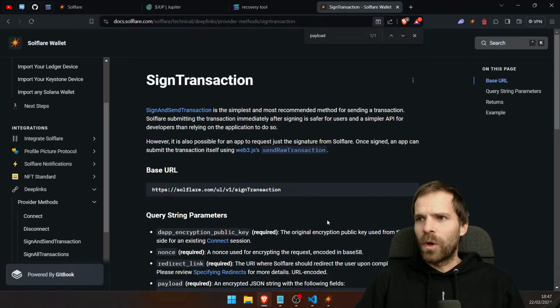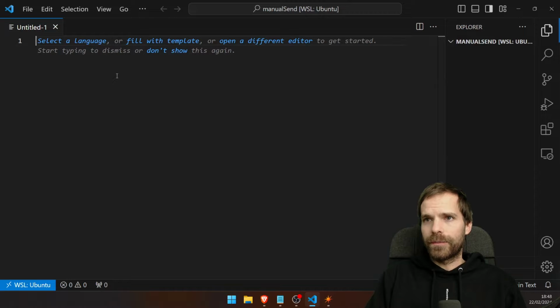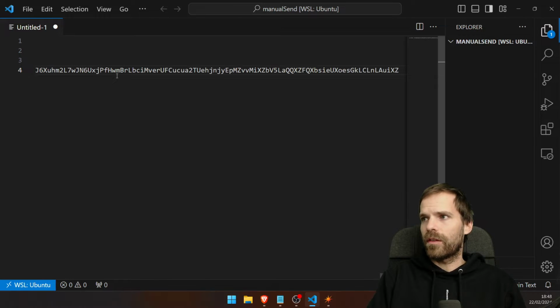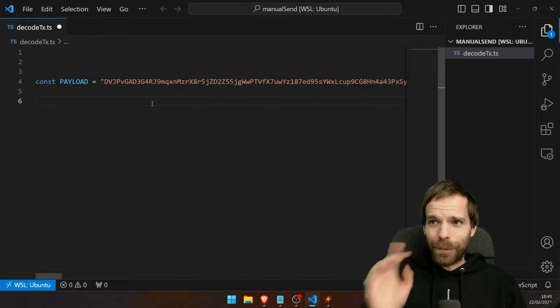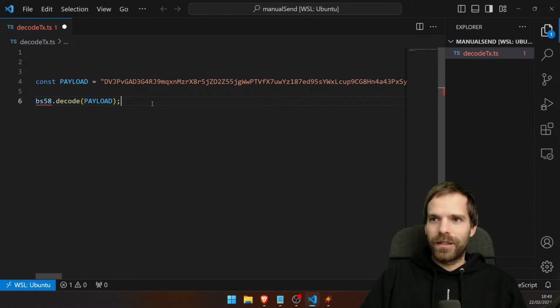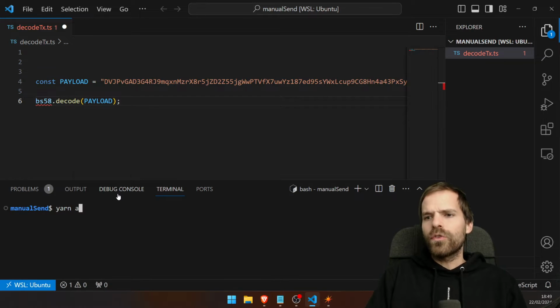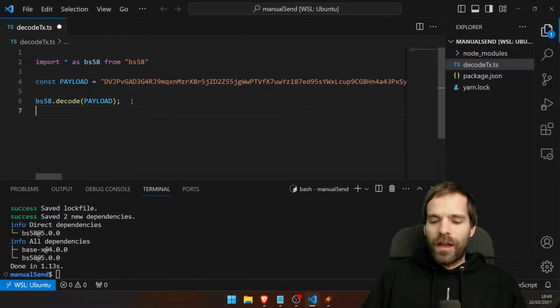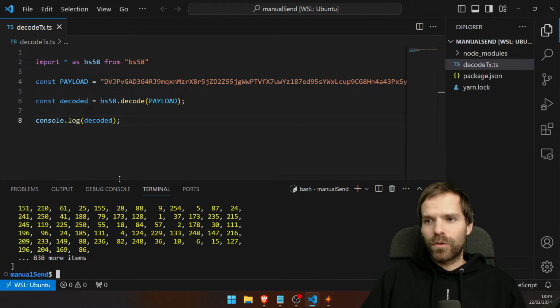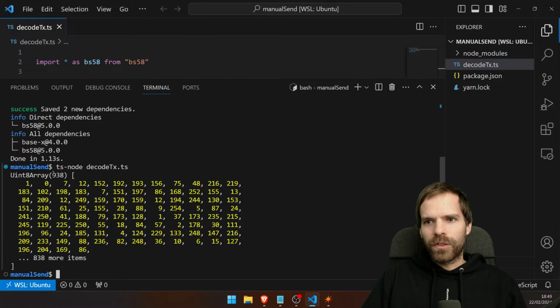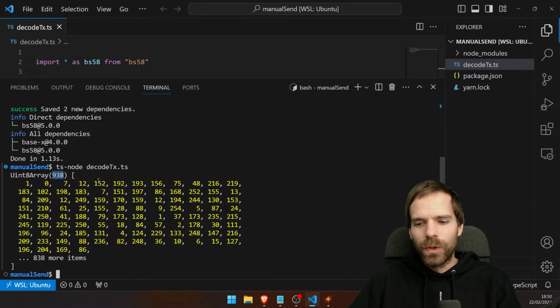Let's just try to decode it and see what it is. Okay, payload, that's this. Now the question is, what can I do with this? What is it? And what can I do with it? It's probably base 58. Let's see if I can decode that. Yarn, add me base 58, please. And then print that. Let's see what that is. Ooh, a bunch of bytes. Yeah, so, oh, but that looks cool. Hold on.